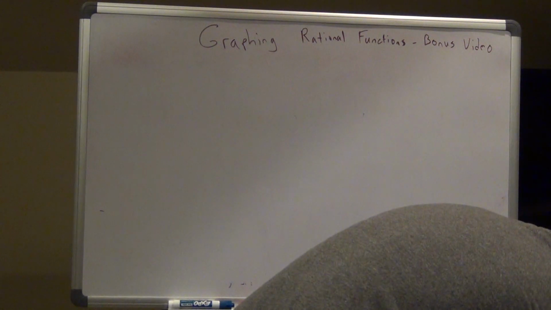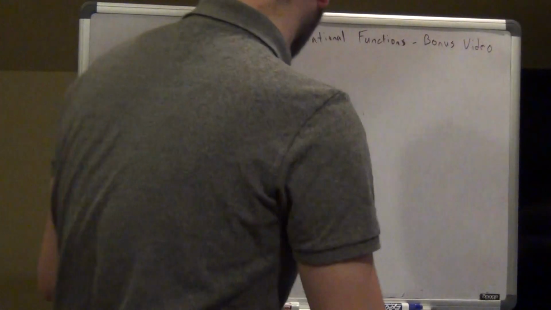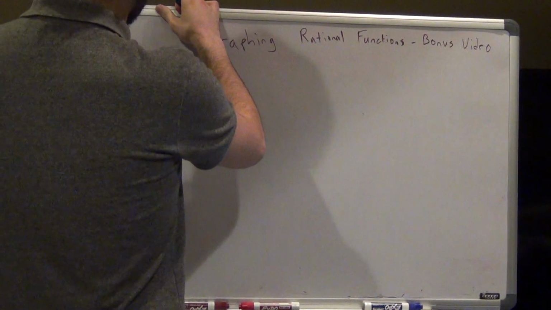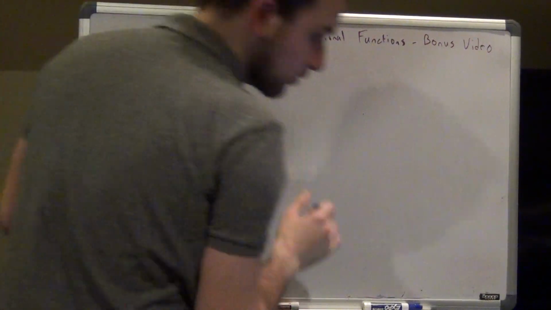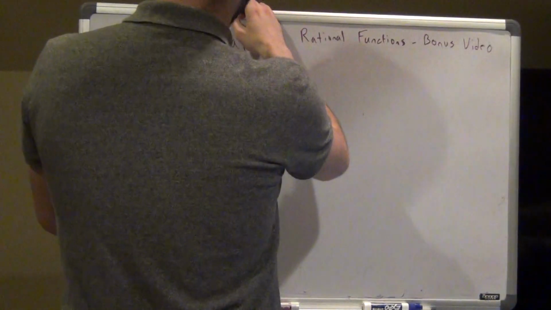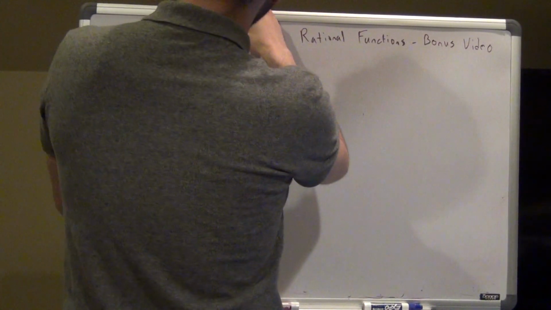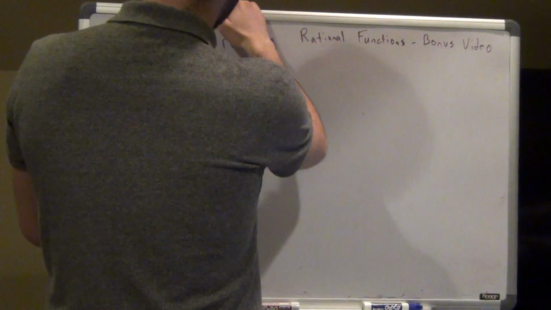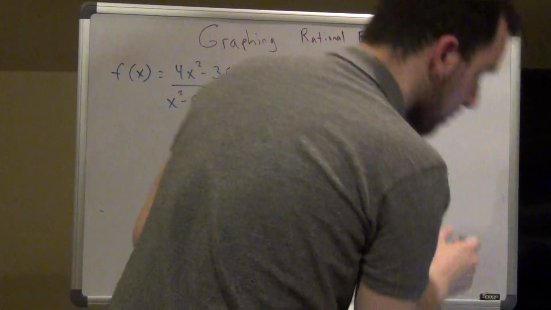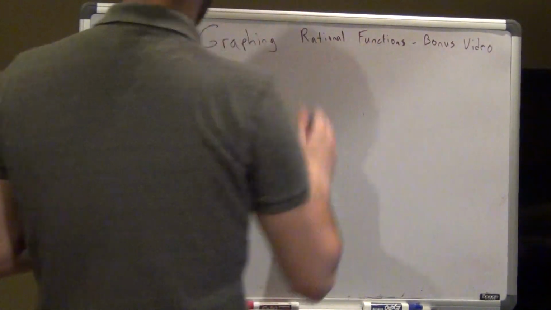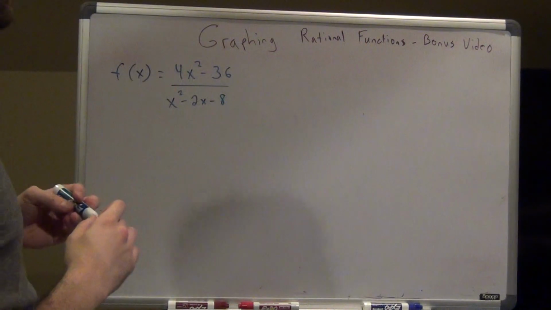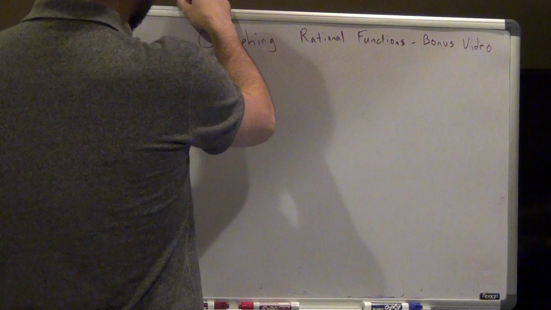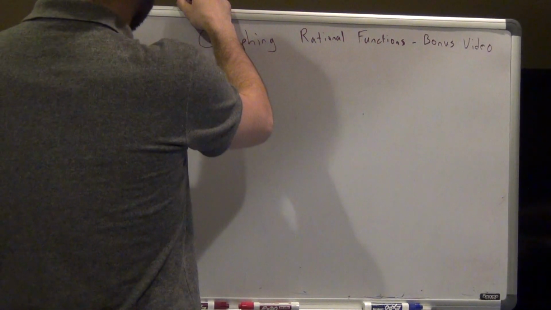Alright, so let's look. This rational function is going to be f of x equals 4x squared minus 36 over x squared minus 2x minus 8. Again, x and y intercepts we'd find first, then vertical asymptotes. I'm just going to give them to you.